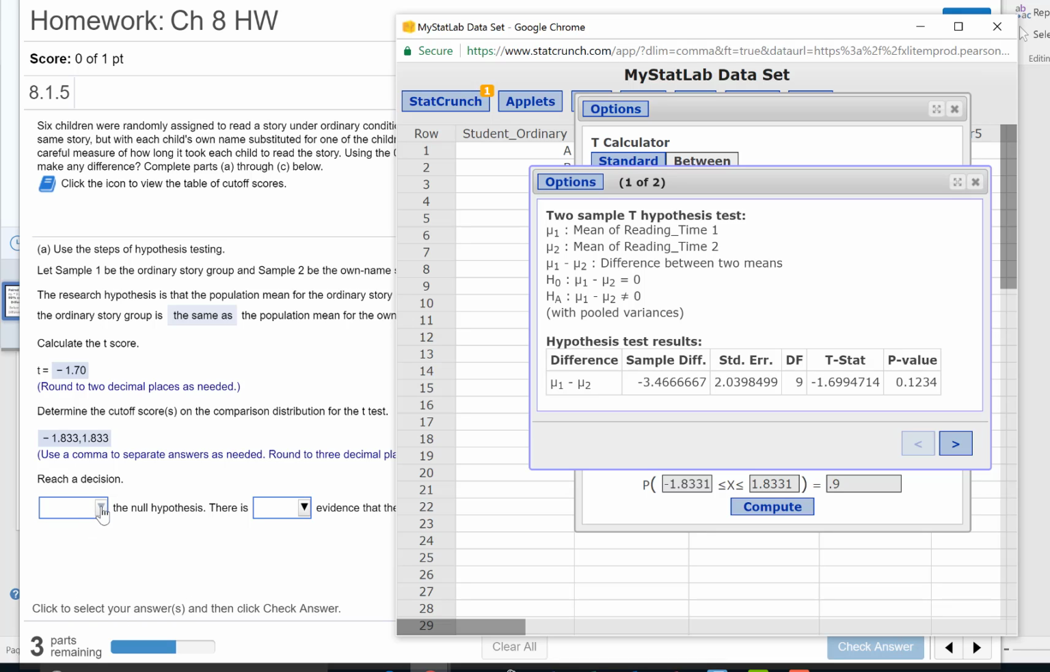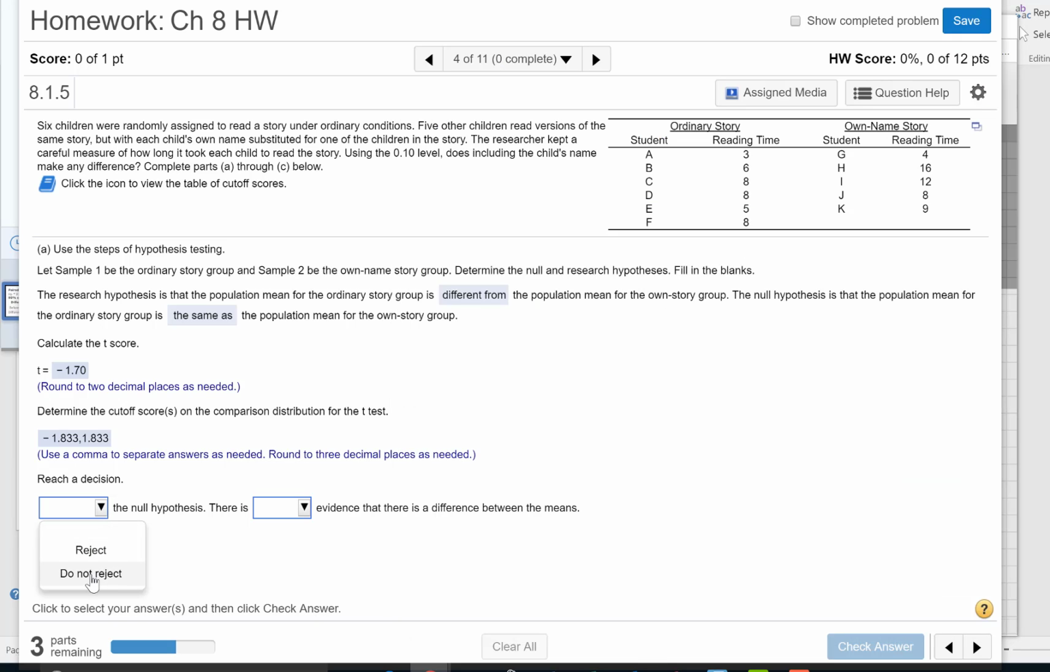So we failed to reject. It did not give us enough evidence to reject. So we fail to reject or do not reject. There is insufficient or not enough evidence that there's a difference between the means.